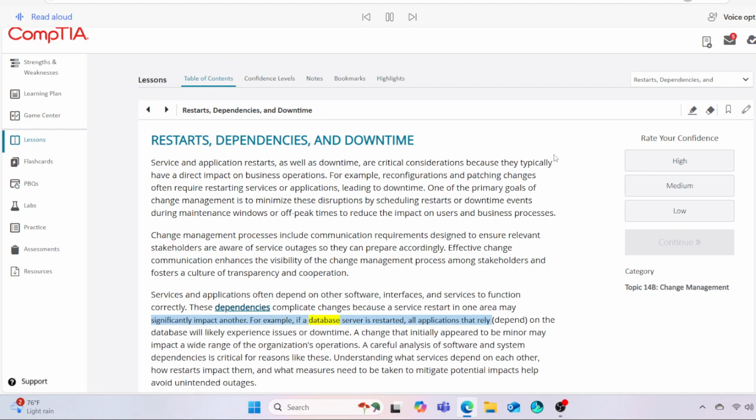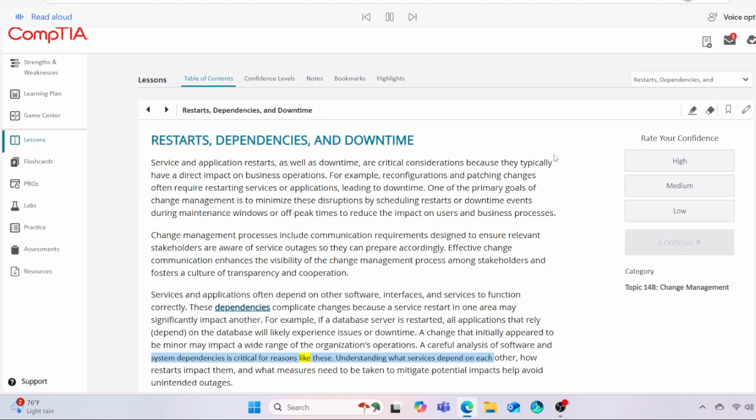For example, if a database server is restarted, all applications that depend on the database will likely experience issues or downtime. A change that initially appeared to be minor may impact a wide range of the organization's operations. A careful analysis of software and system dependencies is critical for reasons like these. Understanding what services depend on each other, how restarts impact them, and what measures need to be taken to mitigate potential impacts helps avoid unintended outages.